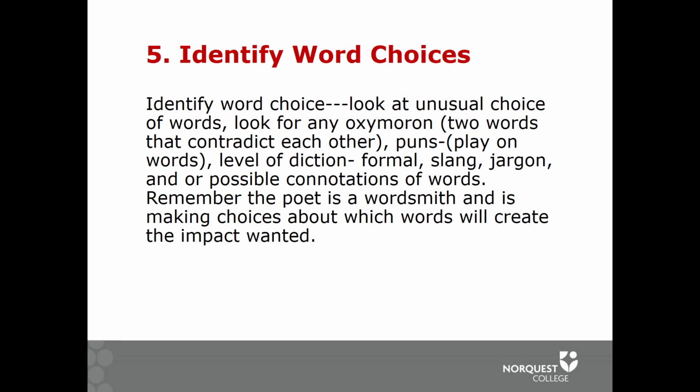Number 5, identify word choices. Because poetry is about compression, word choice becomes very important to look at. Look at unusual choices of words. Look for any oxymoron, two words that contradict each other, and see what they might suggest. Puns, the play on words, the level of diction, whether it's formal, slang, jargon, or possible connotations of words. Remember, the poet is a wordsmith and is making choices about which words will create the impact wanted.